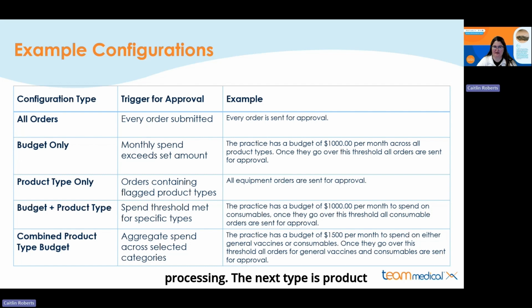The next type is product type. Here we're not looking at budget, we're just looking at what the type of product is. For example, all equipment orders would be sent for approval. The next example configuration is product and budget type. Here, it's where you have a specific budget for a specific product type. So for example, this practice has a budget of $1,000 per month to spend on consumables. Once they go over this threshold, all consumable orders are sent for approval.